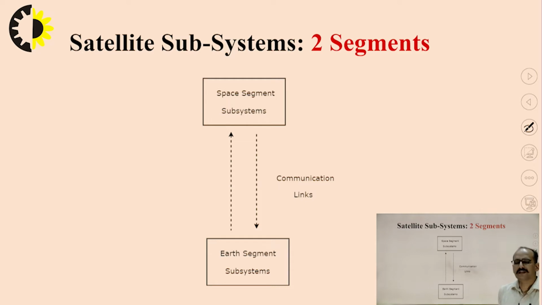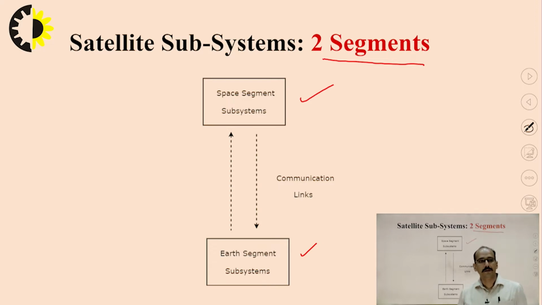Subsystem, basically, when we want to talk about a system, means a specific combination of various devices, circuits or blocks to perform a specific task is called a system, and the various blocks of that system are called subsystems. Similarly, in satellite subsystem, we have actually two segments. The first segment is the earth station, which is situated on the earth, and the second one is the satellite itself, which is situated in space.